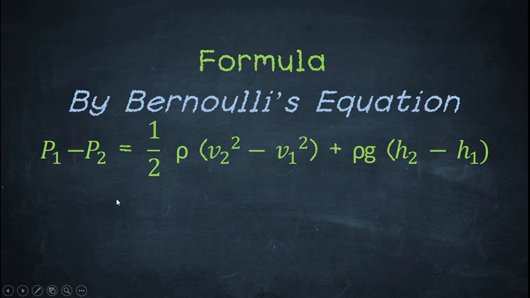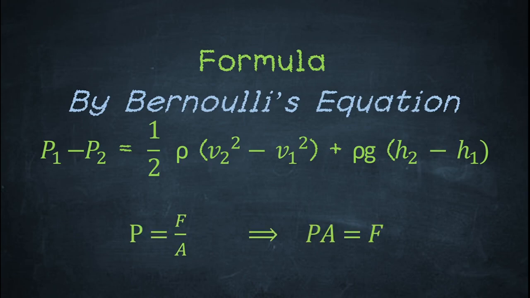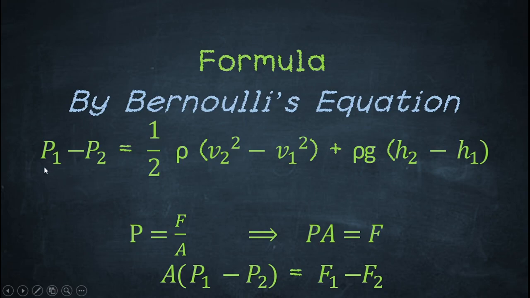So now we have to relate pressure with force. We know that pressure is equal to force per unit area, which can be rearranged as pressure into area is equal to F. That means we will find the value of pressure difference from Bernoulli's equation and insert it in this relation F is equal to PA to obtain the difference between the forces, which will be the uplift in the wing. So the final formula that we will use will be A times (P1 minus P2). We will find the pressure difference from this equation and then insert it here. So we will get the result F1 minus F2.